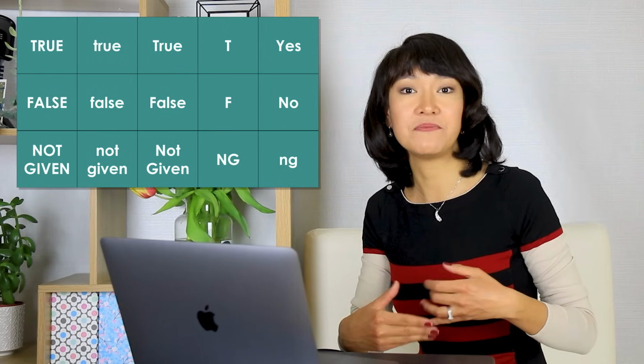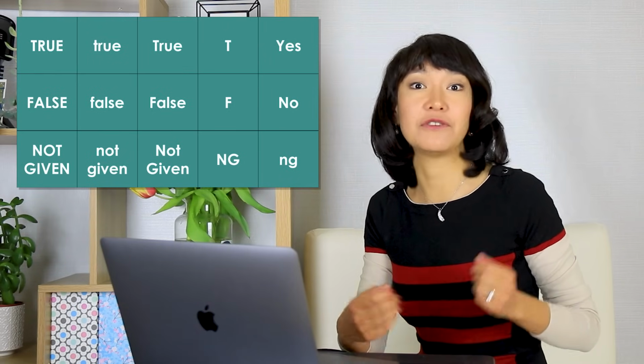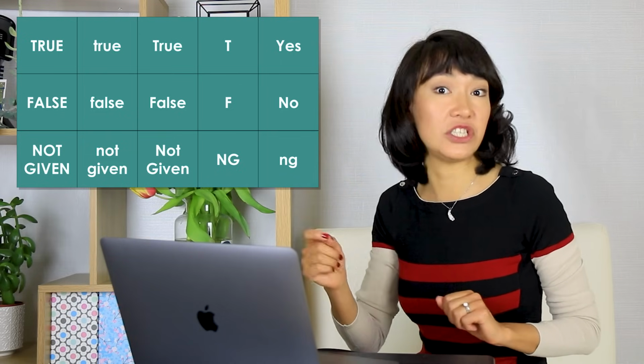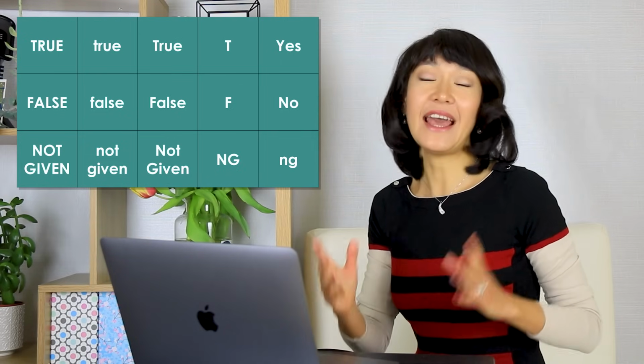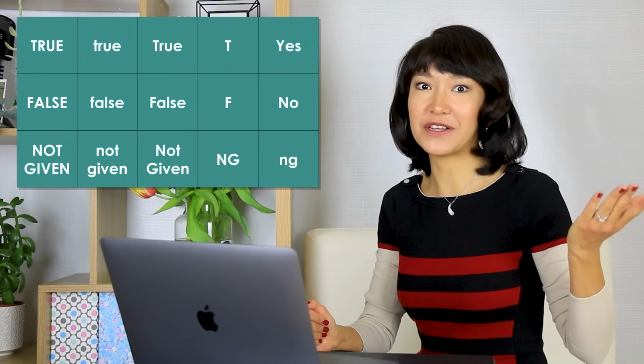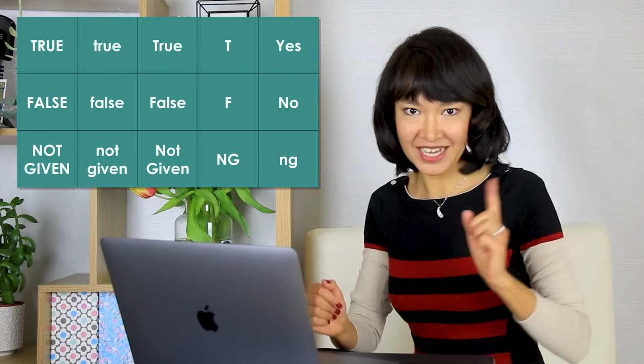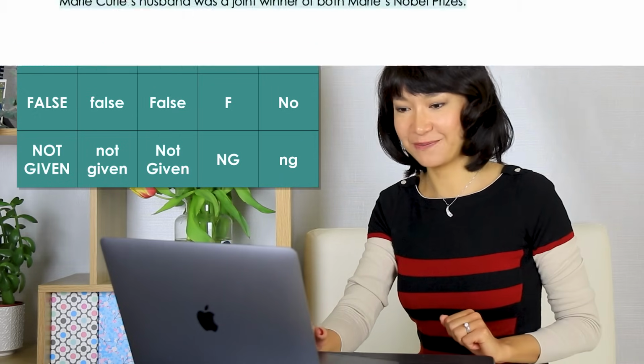If you take a paper-based test, you can write your answers in capital letters, in small letters. You can just write one letter T or N or NG for not given. And as I mentioned before, if you answer true instead of yes, it's still all right. Let's have a look at some practice questions.